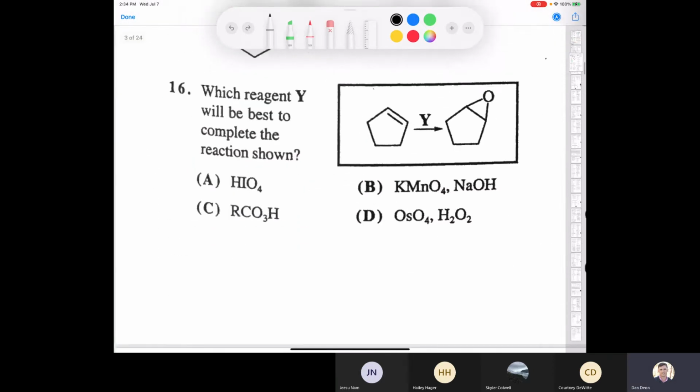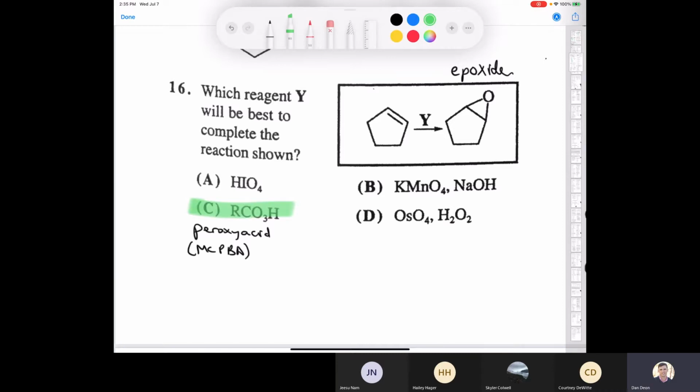Question number 16. I'm going to throw this out there to my students. I want to make an epoxide. Could anybody tell me what are the best conditions to make an epoxide? Yeah, it's going to be C, because you remember that this is a peroxy acid. This is actually a generic peroxy acid. An example would be something like MCPBA, okay? And that peroxy acid makes an epoxide. And so this is the correct answer right here.